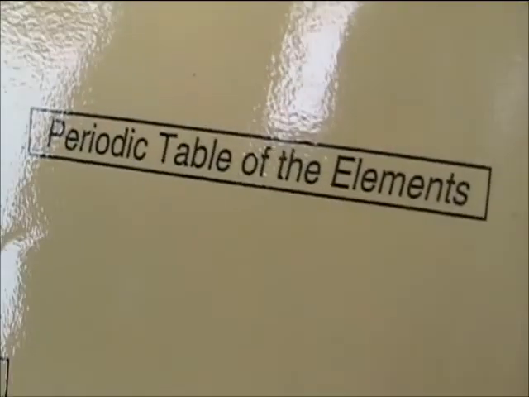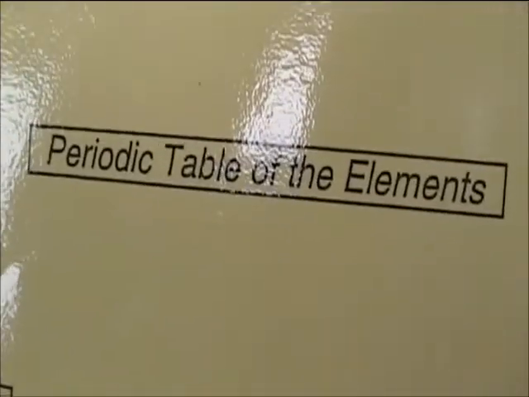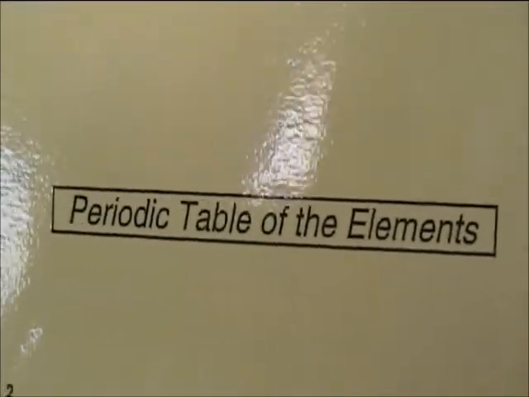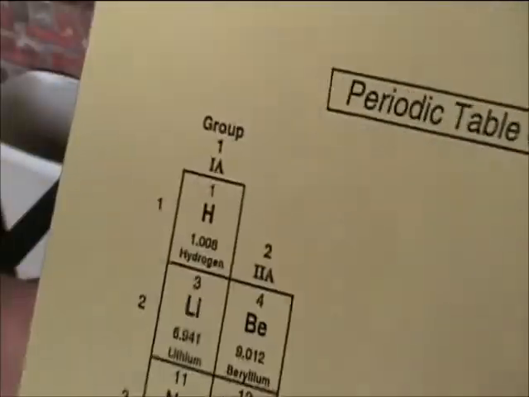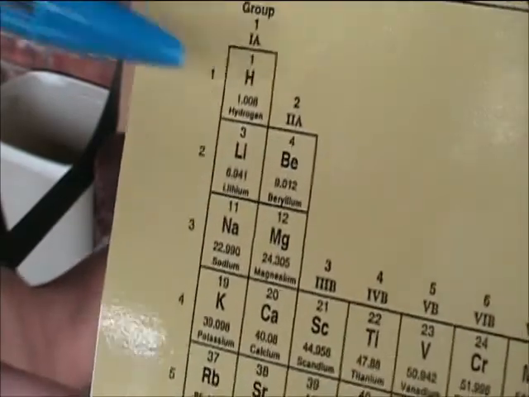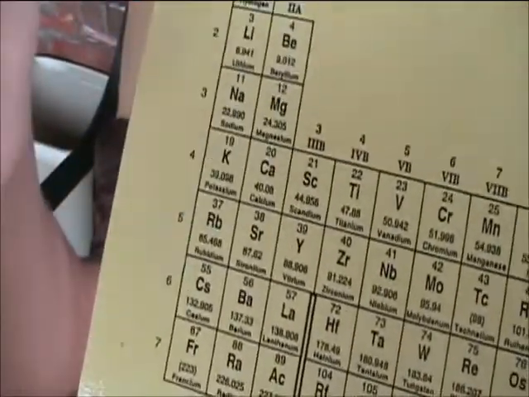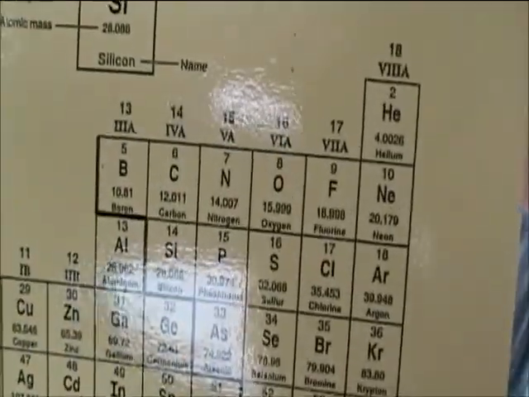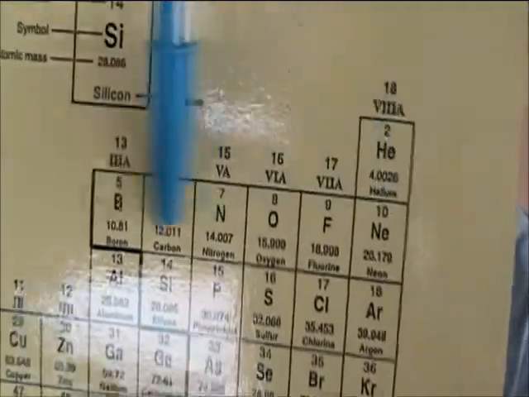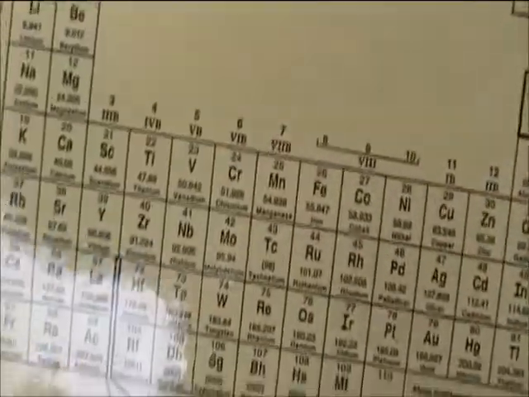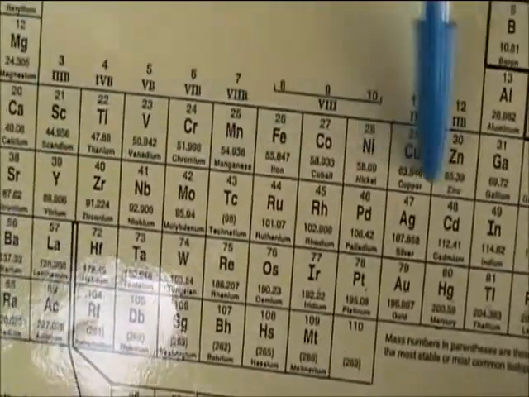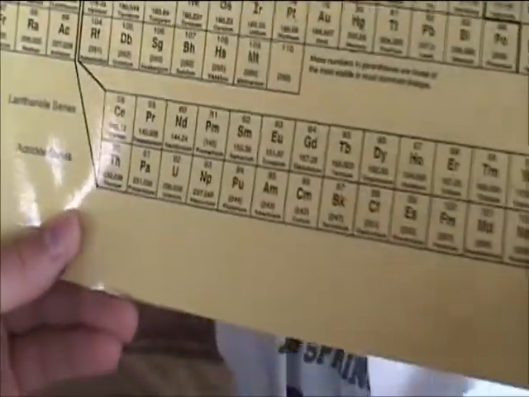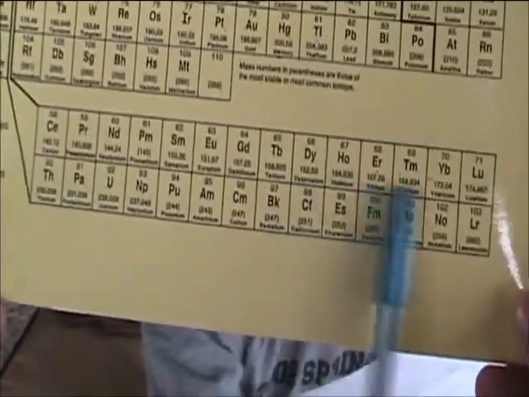I believe that the shape of the periodic table is completely random. However, it actually represents the number of electrons in each energy level. Right here is the s orbital, represented by these two columns. We have the p orbital, represented by these 6 columns. Next, we have the d orbital, represented by these 10 columns. And then we have the f orbital, represented by these 14 columns.